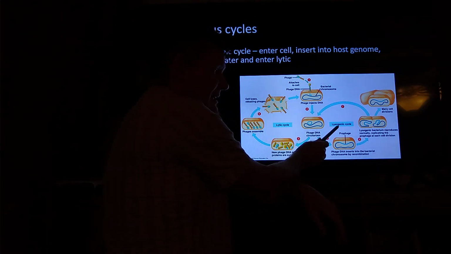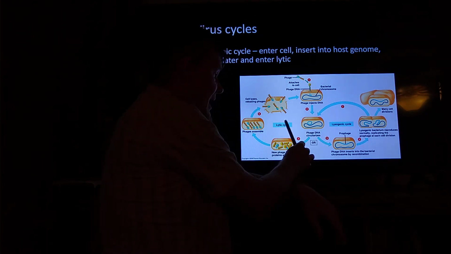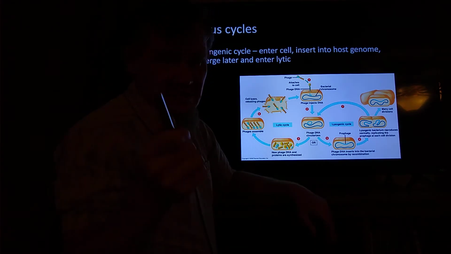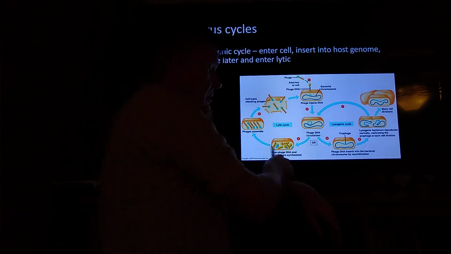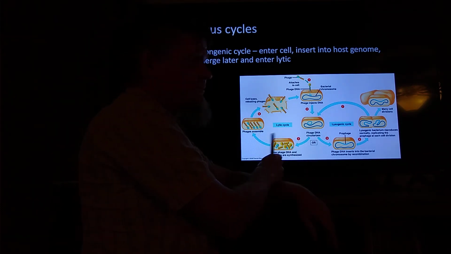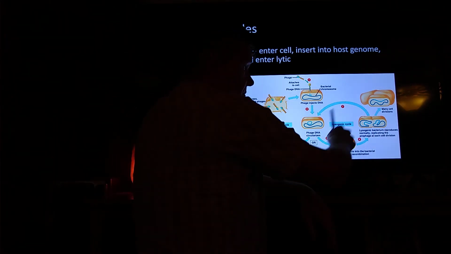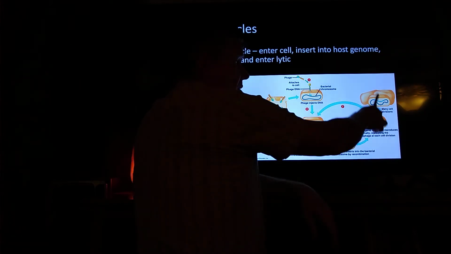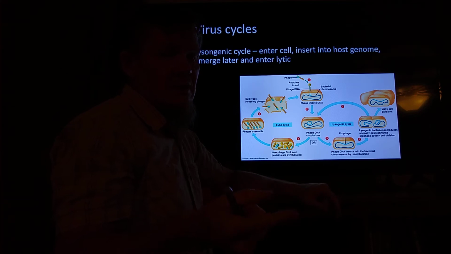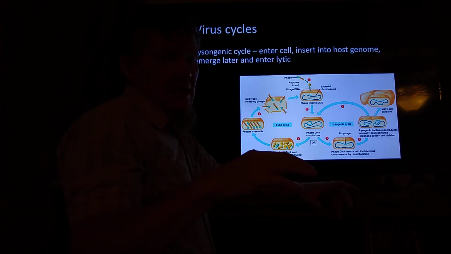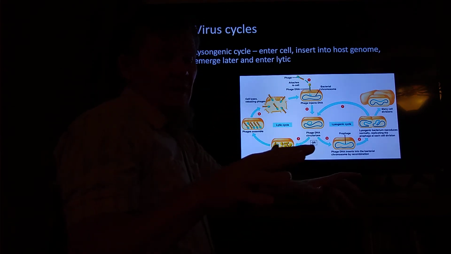It exits the lysogenic cycle, and it enters the lytic cycle. The difference is, in this scenario, it was only one cell that was infected. In this scenario, that one cell becomes two, the two become four, and that could go on for a long time. So it's not just one cell that pops out and is infected and makes viruses.